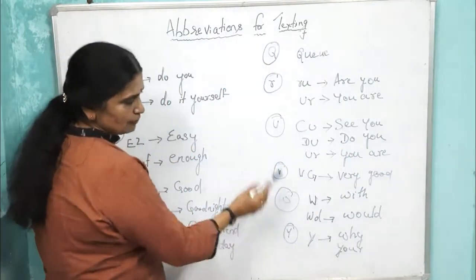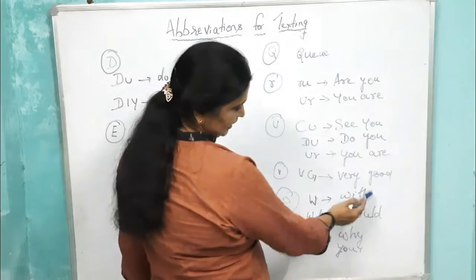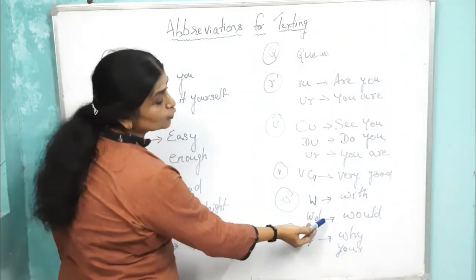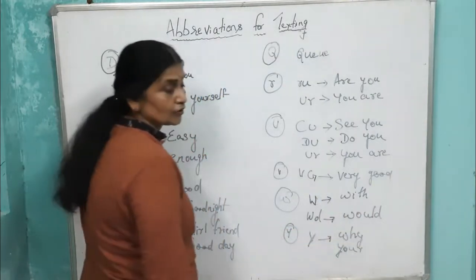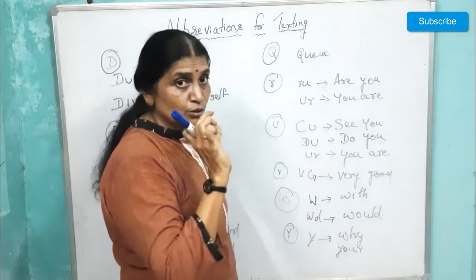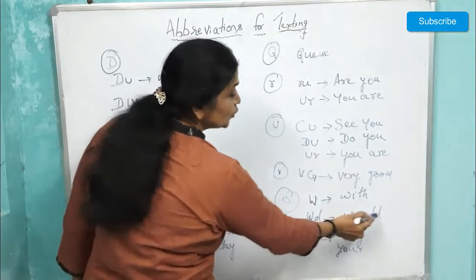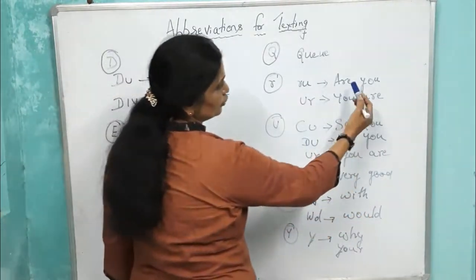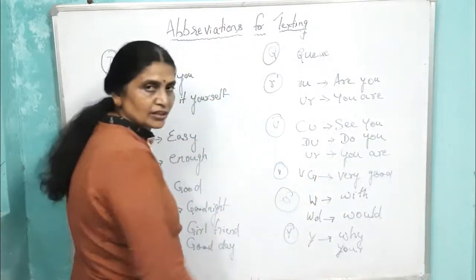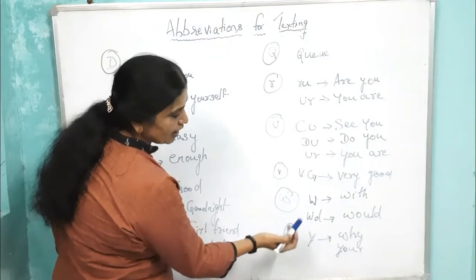Okay. Now W. W stands for with. But if you write WD, it is would. Suppose you want to text somebody, would you like to come? So WD stands for would. Then you can write U, just letter U. So WD U, would you. Right? Okay, now letter Y.